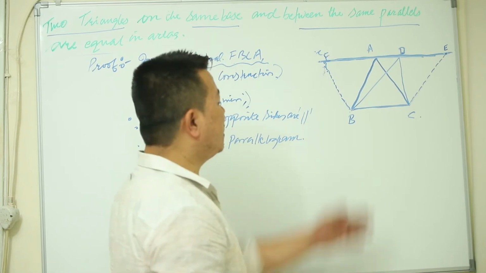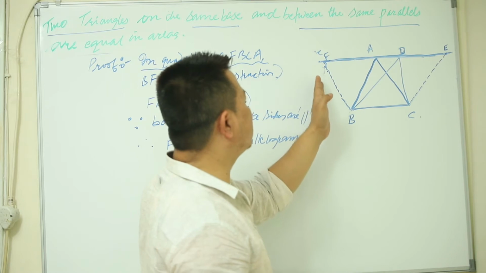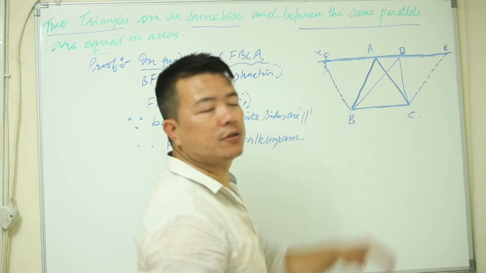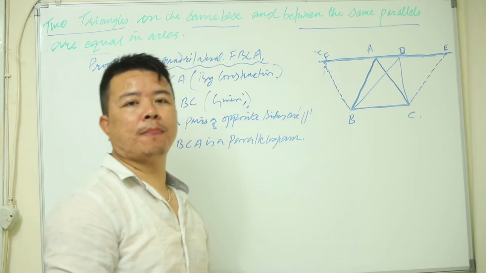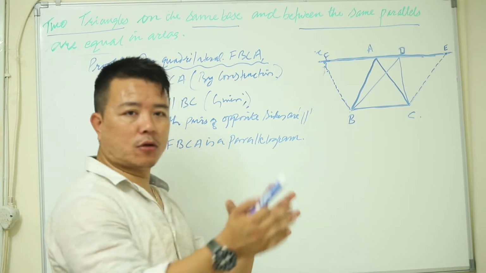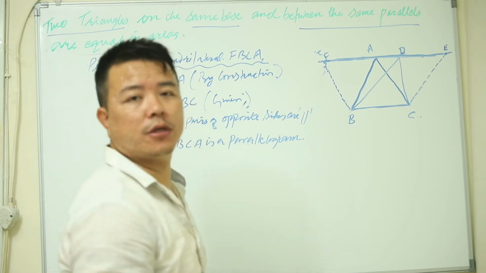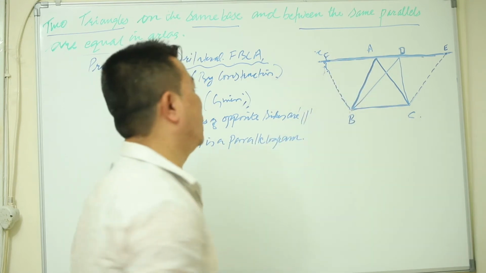So what is the property? Always remember that the diagonal of a parallelogram divides the parallelogram into two congruent triangles. And what are the properties of congruent triangles? We have done it earlier. If two triangles are congruent, then their areas are also equal.